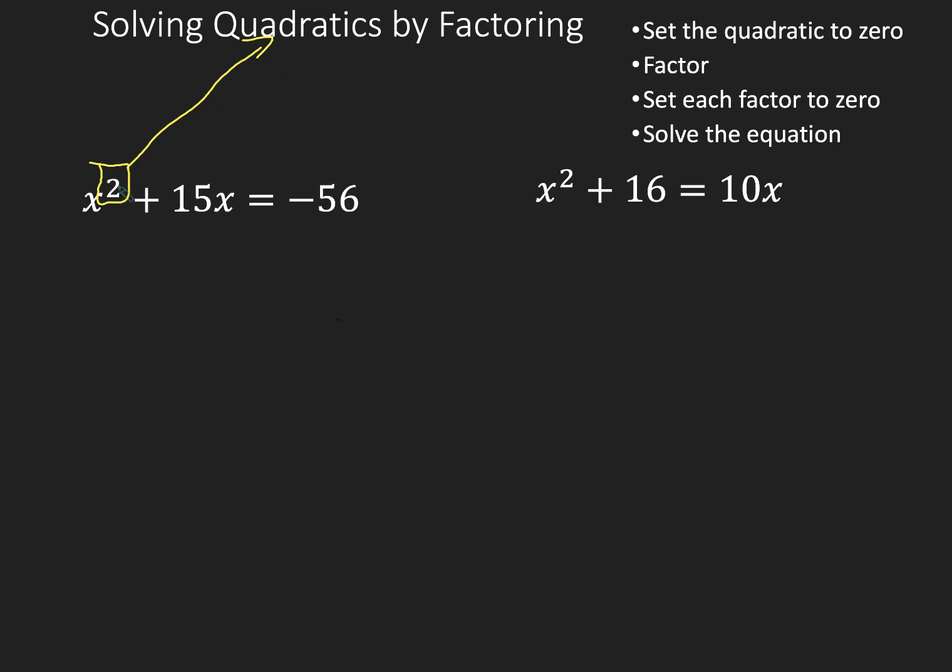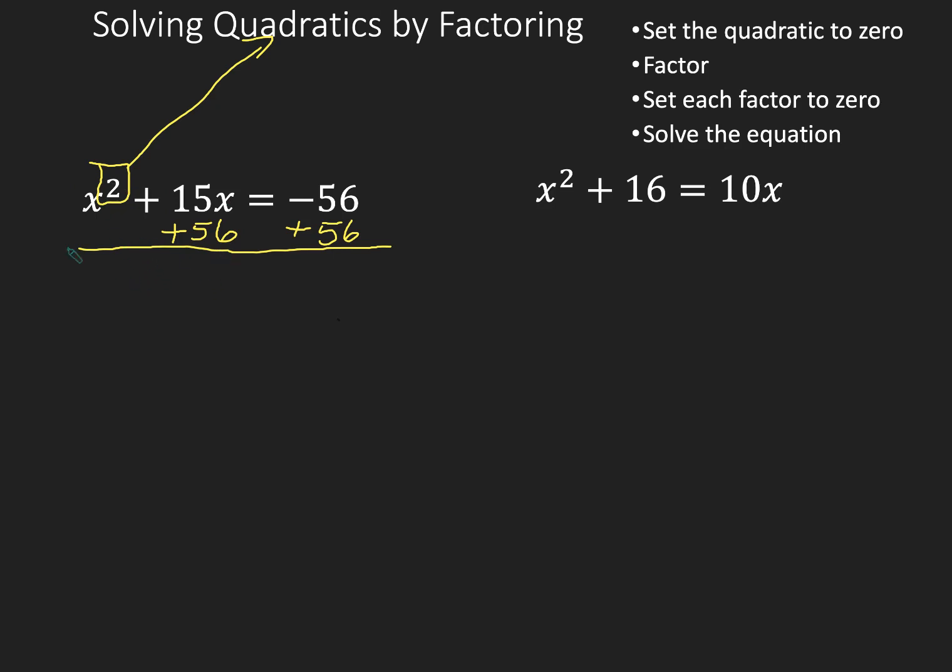So I notice I have a quadratic and it's equal to negative 56. It does not equal 0. So your first step, I must set it to 0. To do that, I remove the negative 56, and to do that, I'm going to add 56 to both sides. Now I don't have any room on the left hand side, so I'm going to write the plus 56 under the 15, but please note they are not like terms. I cannot add 15x and the 56.